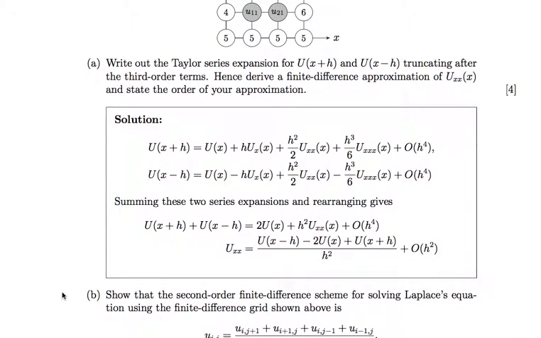So question A, or part A: write down the Taylor series expansions of u(x+h) and u(x-h), truncated after the third order terms, and hence derive an approximation for the second order derivative. Okay, so for the Taylor series, the general rule is h to the power n divided by n factorial, multiplied by the nth derivative of u. So for example, h to the power 3 divided by 3 factorial, which is 6, multiplied by the third order derivative of u.